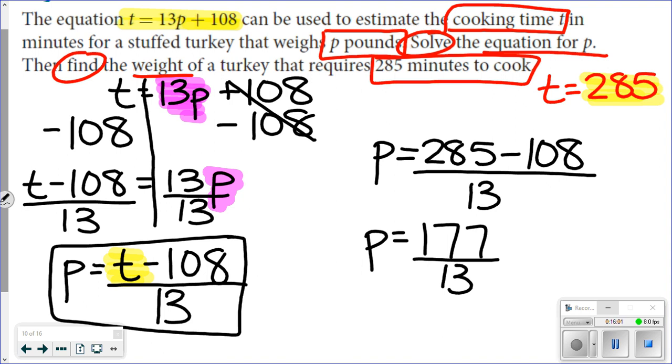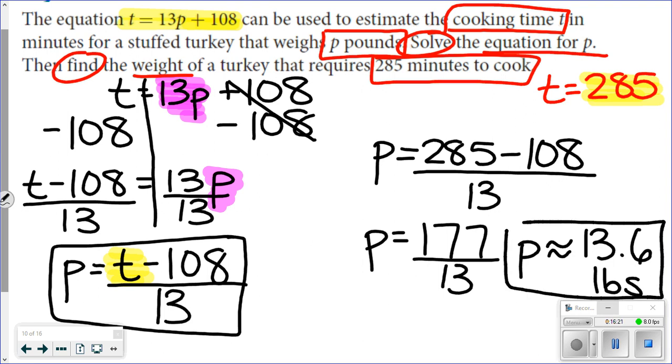So take your calculator and turn this into a decimal. So the pounds or the weight of the turkey is approximately 13.6. And we use LBS, or you could write out the word pounds. So 13.6 is the weight of the turkey.